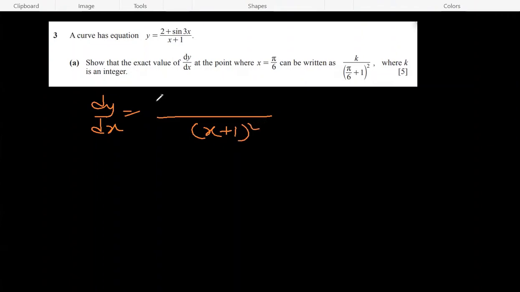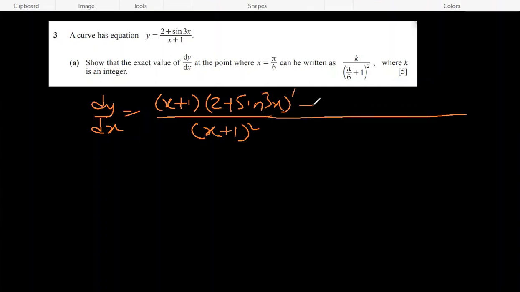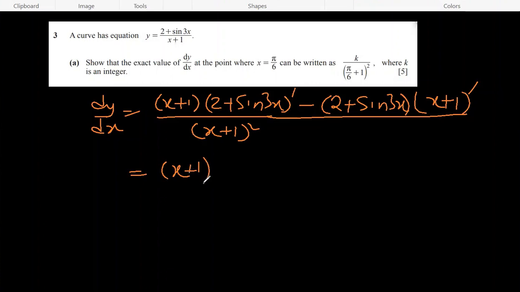And then we will write the same denominator first, and then we will differentiate 2 plus sine 3x, okay? Minus, we will write the numerator as it is, but we will differentiate x plus 1, denominator. Okay, which is x plus 1 will be x plus 1. 2 plus sine 3x. The differentiation of 2 is 0, so I'm not going to look at this. Differentiation of sine 3x will be 3 cos 3x.